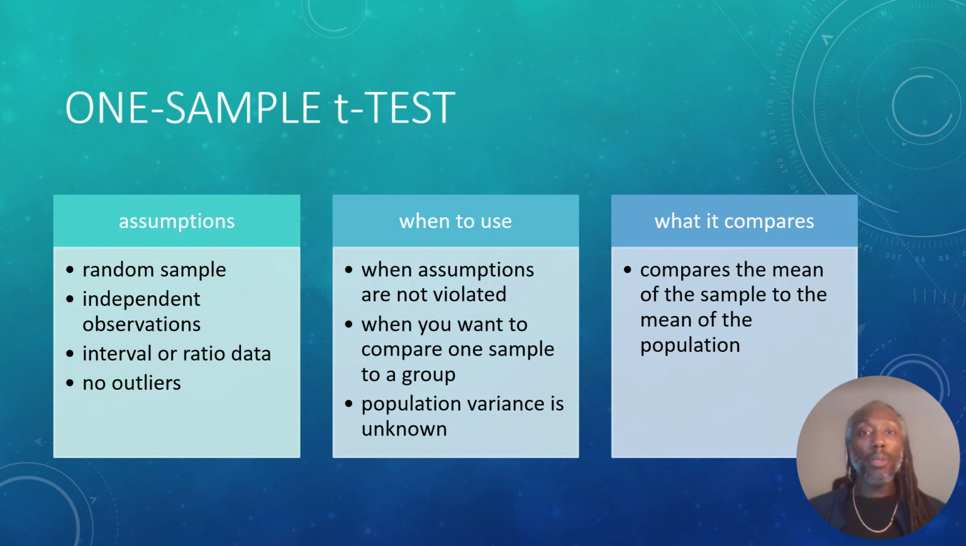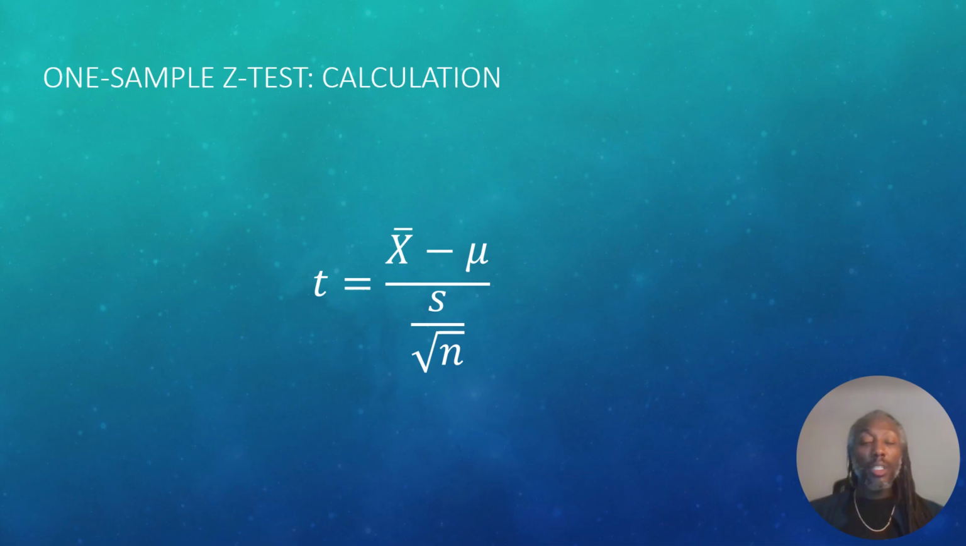And so let me show you the formula. The formula for the t-test, again, is similar to that of the z-test. We're still looking at a difference. In the case of the one sample t-test, we're looking at a difference between the sample mean and the population mean. The only difference is that we're dividing by the standard error of the sample. And so we take the sample standard deviation and divide by the square root of the sample size. The only thing that is different in this formula is that we're using S instead of sigma, or the sample standard deviation instead of the population standard deviation to calculate our standard error.